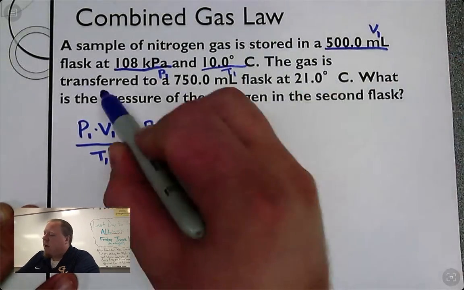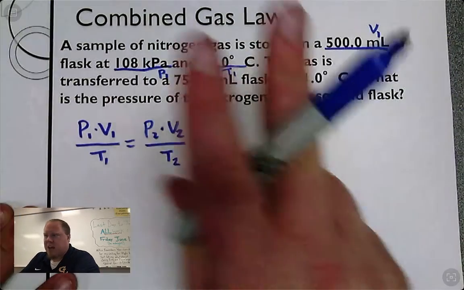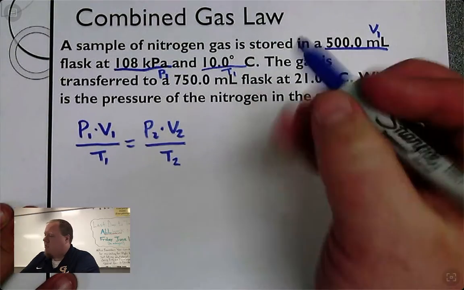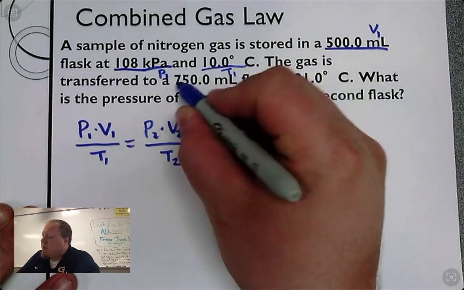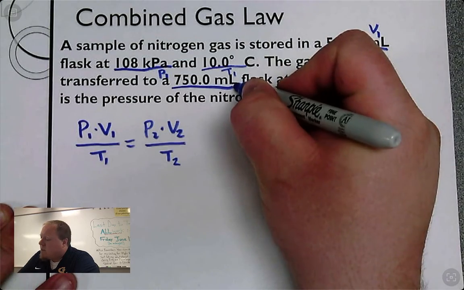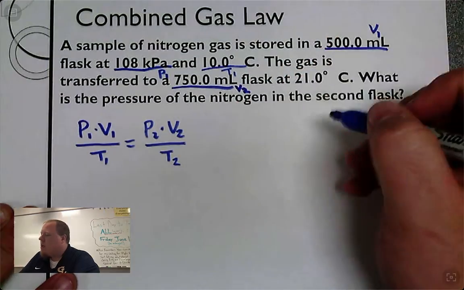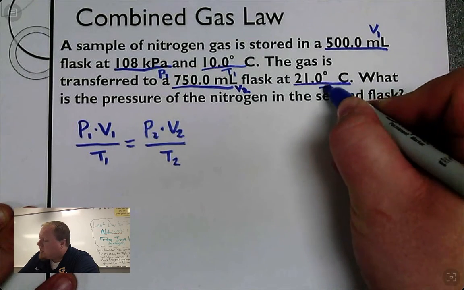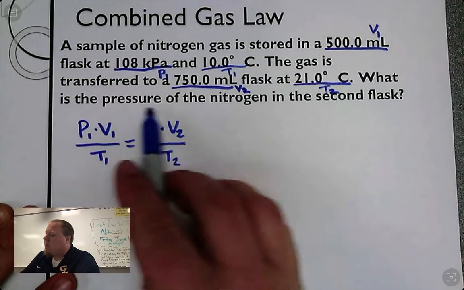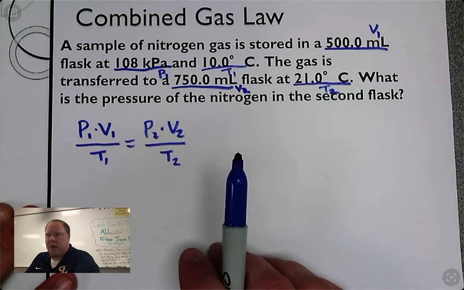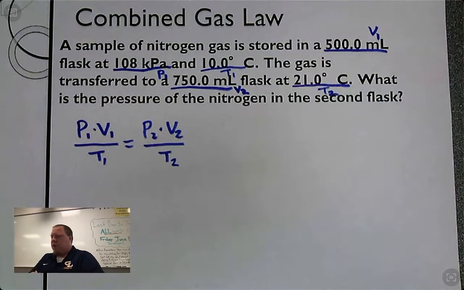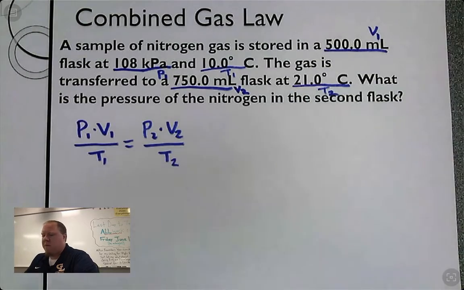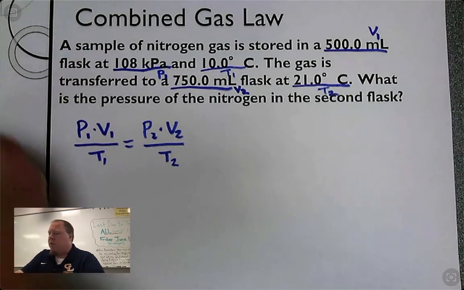The gas is then transferred, so now we're going to our second part, okay, to a 750 milliliter flask. This would be V2 at 21 degrees Celsius as a temperature, so new temperature, that's T2. What is the pressure of the nitrogen in the second flask? Okay, so I'm going to take these pieces of information and put them into this equation.